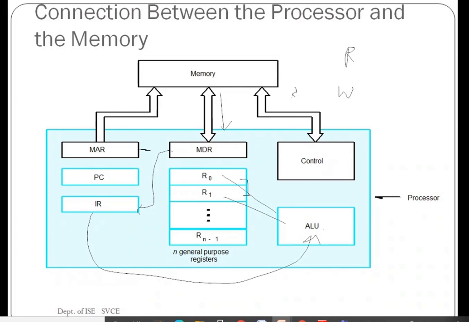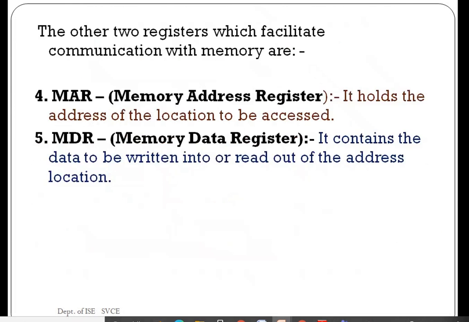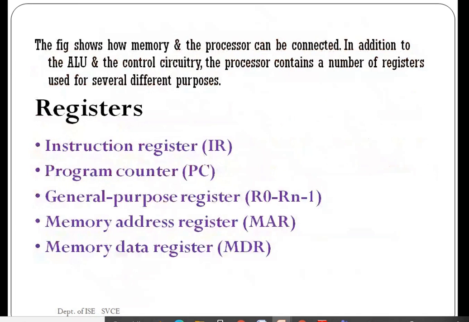The connection between processor and memory: how data is going to be exchanged between these two units. Just remember always what the role of each of these registers is. The instruction register always holds the instruction that is currently being executed, and the program counter holds the address of the instruction to be fetched next. Then there are the general purpose registers, used for storing data temporarily.